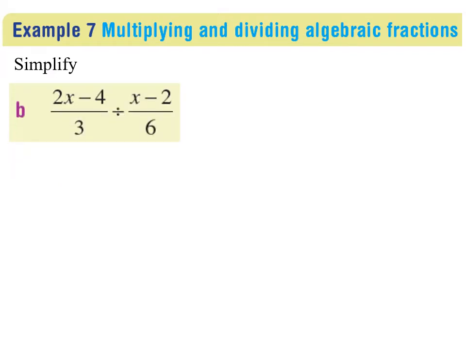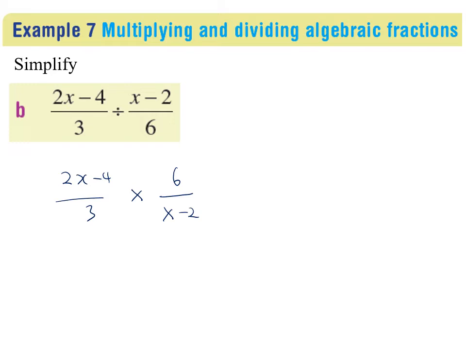Here we need to simplify these expressions: 2x minus 4 over 3. Instead of divide, we multiply. We write multiply. Then we flip these expressions. x minus 2 over 6 becomes 6 divided by x minus 2.